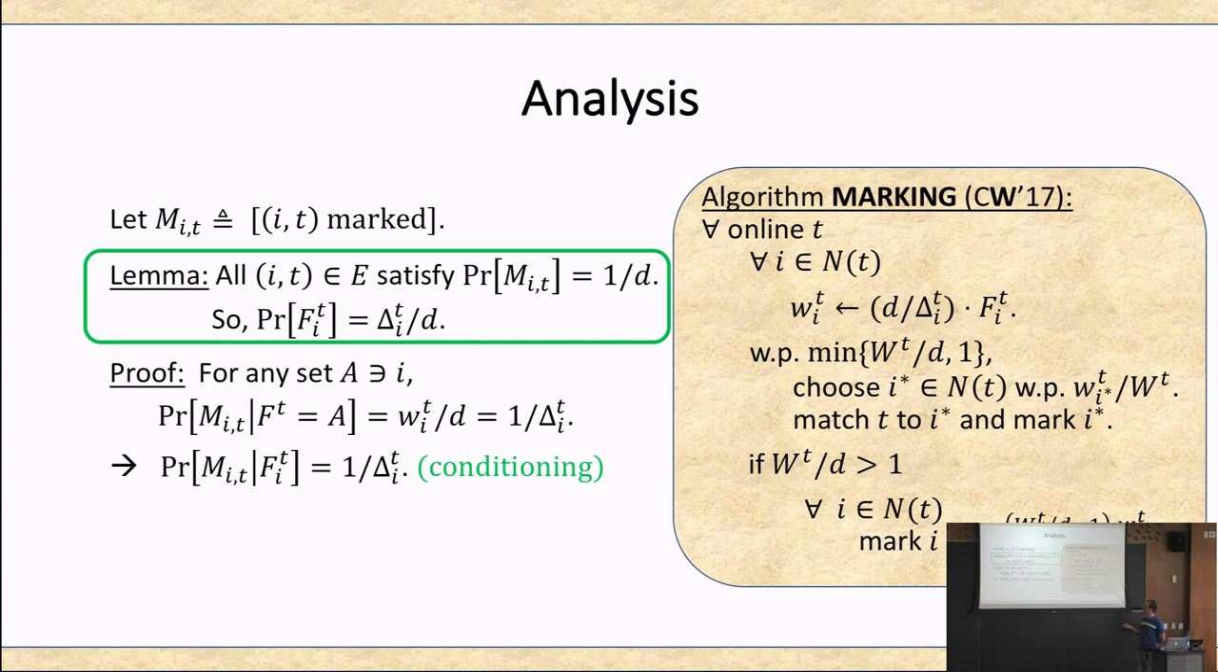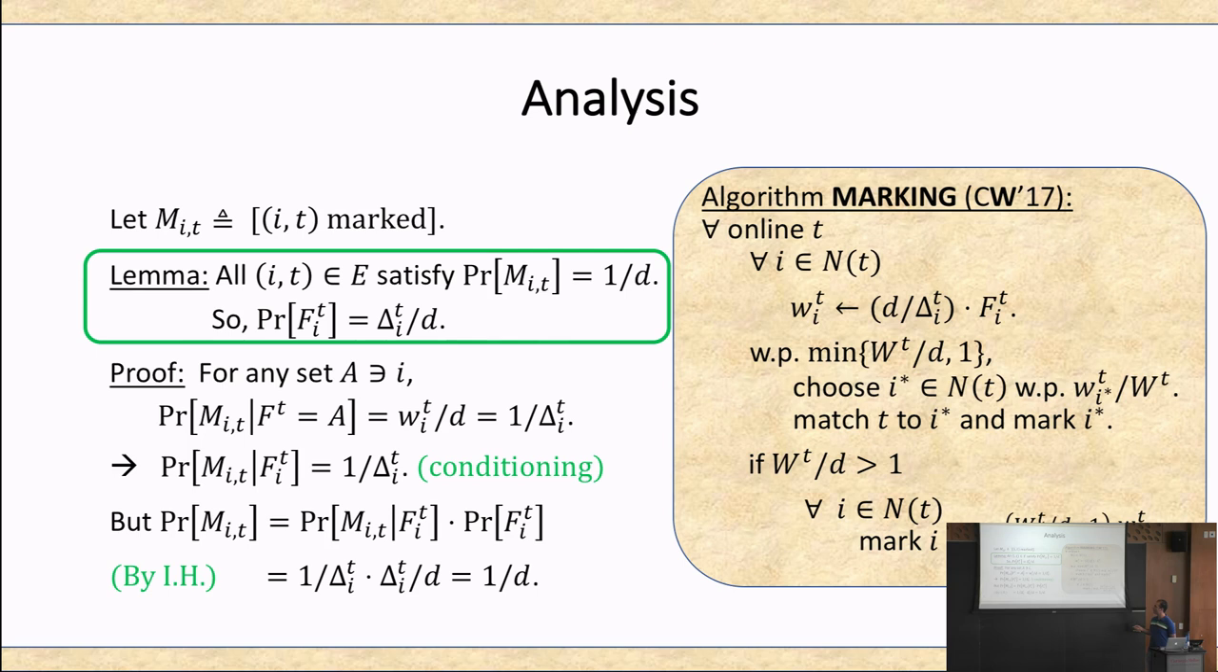So that means that the probability of the edge IT getting marked is exactly the probability of the edge IT getting marked conditioned on I not being marked before, times the probability that I was not marked before. The first thing, by the first line, is 1 over delta ti, and the second term, by the inductive hypothesis, is delta ti over d. The delta ti's cancel out, we get 1 over d as well. Any questions about this?